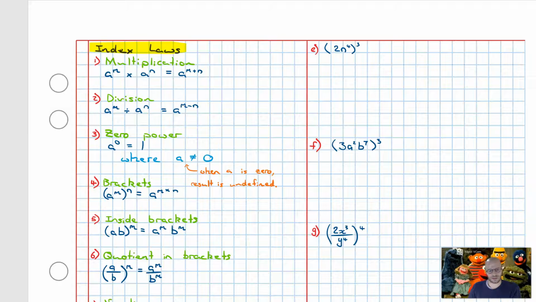Welcome to this video on the topic of index laws. In this video, we're going to review some of the index laws that we may have used in the past, as well as preview some index laws that we might be unfamiliar with at this point in time. After which, we're going to use these index laws to simplify a few algebraic statements.